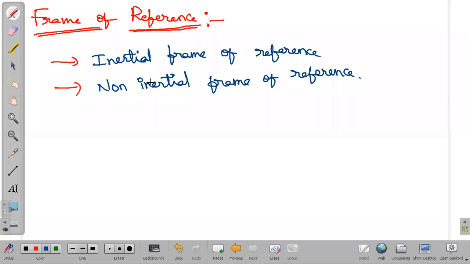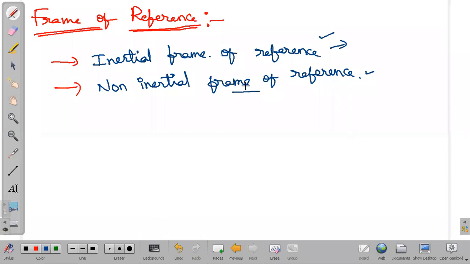If the observer who is observing the motion is in accelerated motion, then such a frame can be taken as a non-inertial frame of reference. In an inertial frame of reference, all the Newton's three laws we have studied in previous classes can be applied. Whereas in a non-inertial frame of reference, Newton's laws are not applicable. We cannot apply them because the frame where we are is itself in accelerated motion, right?